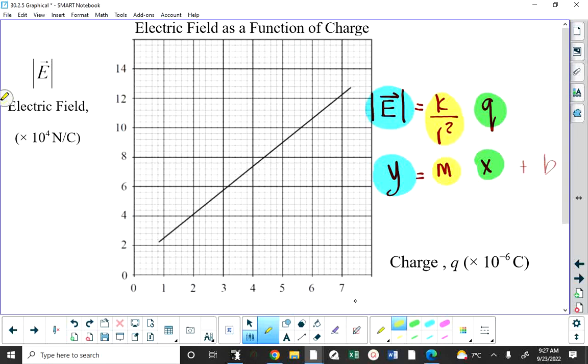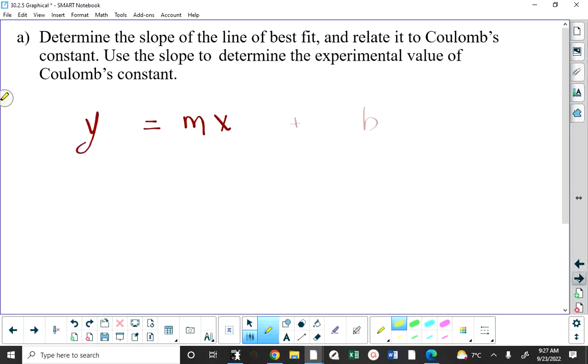Now, there shouldn't be a y-intercept in this physics equation. Will this graph have a y-intercept? Definitely. You can see it's not going to go through the origin. So what we're asked to do in the first one is determine the slope of the line and relate it to Coulomb's constant and calculate Coulomb's constant.